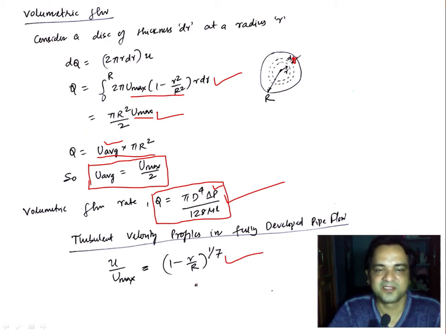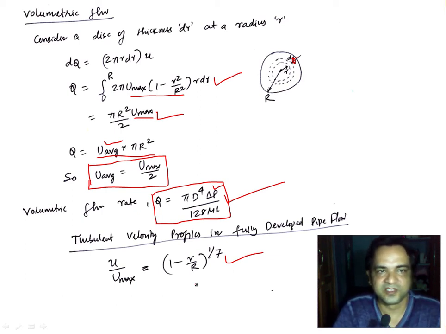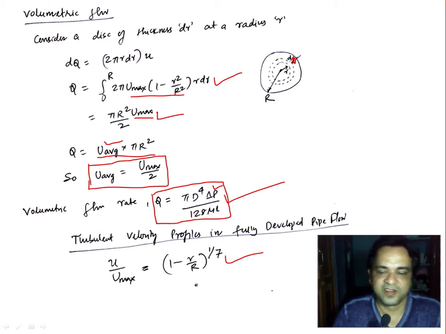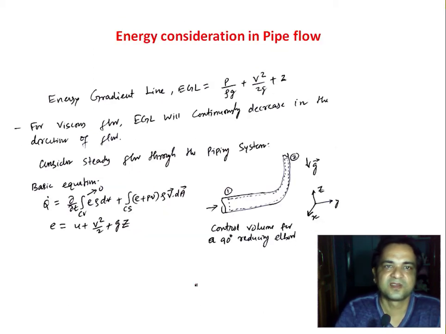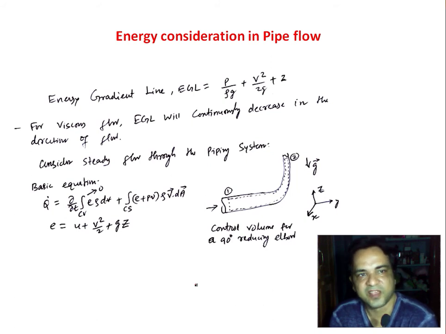This velocity profile is valid for turbulent flows in the fully developed region. So this is all about the velocity profile for laminar flow and for turbulent flow. If you know the velocity profile, you can find out the volumetric flow rate. Now we will do the analysis considering the energies in pipe flow.